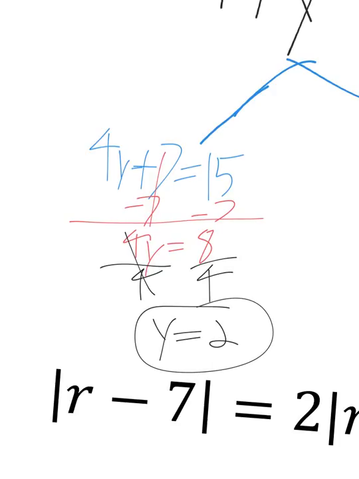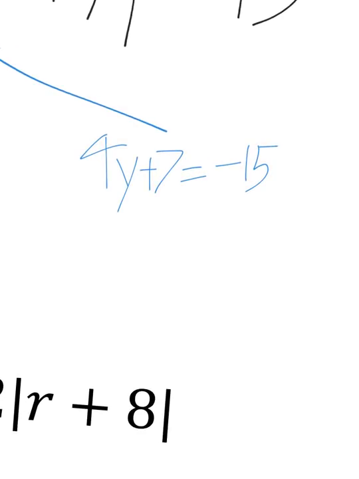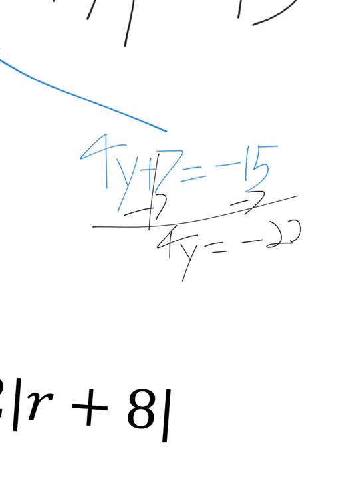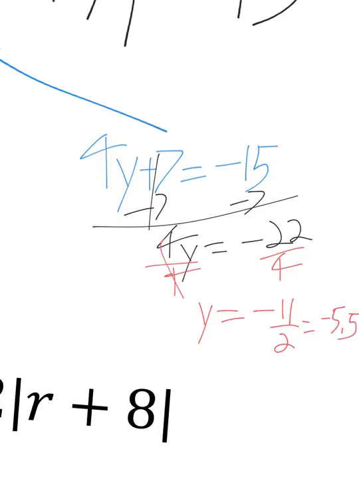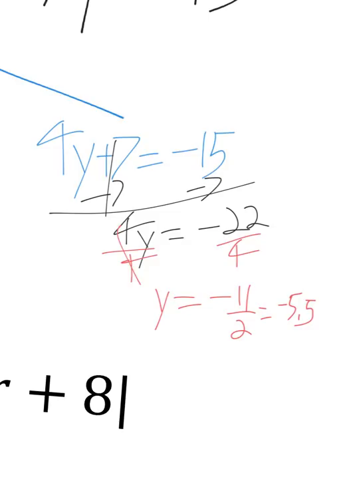And then the second answer is minus 7 to the other side. You get 4y equals negative 15 minus 7 is negative 22. So I'm going to divide by 4. And you get y equals negative 11 over 2. Or you can say negative 5.5 if you want the decimal answer. So these are my two answers.